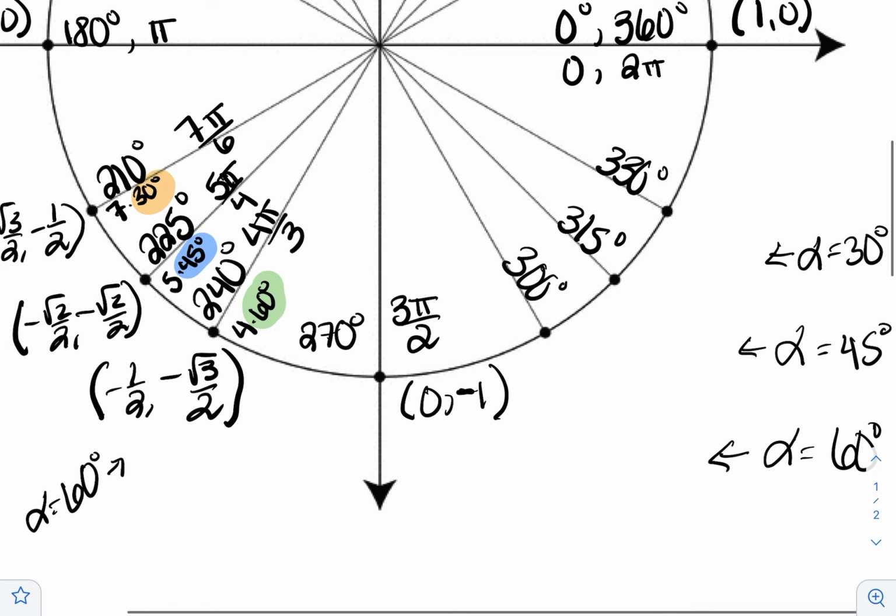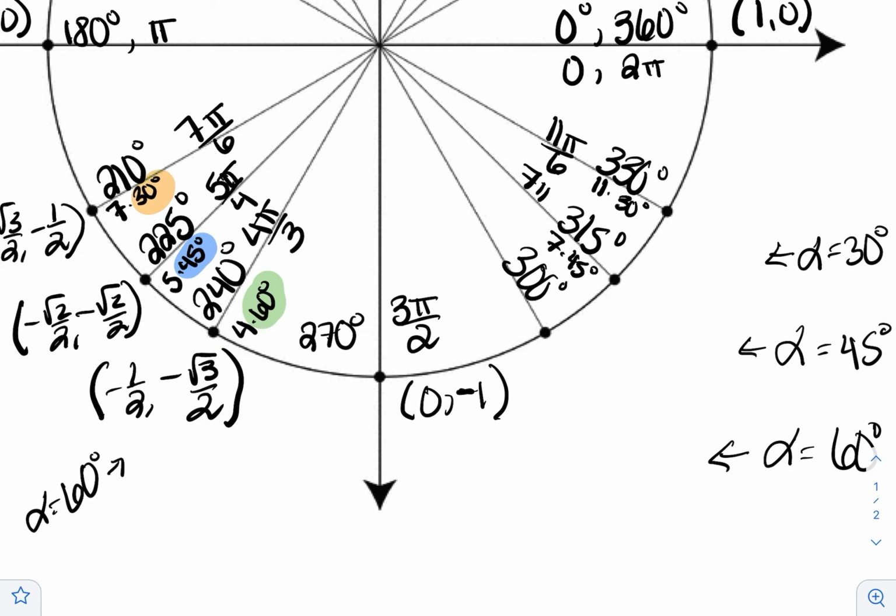Okay, so 330 degrees is 11 times 30, so that's 11 pi over 6. 315 is 7 times 45. Again, that might take a little bit to remember, which is fine. And 300 is 5 times 60, so that's 5 pi over 3.